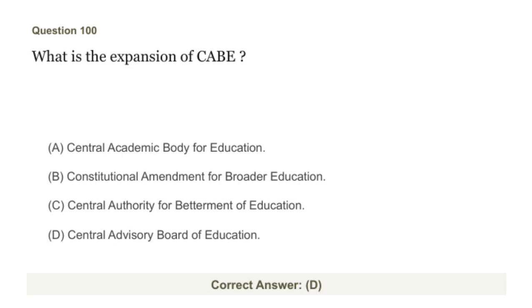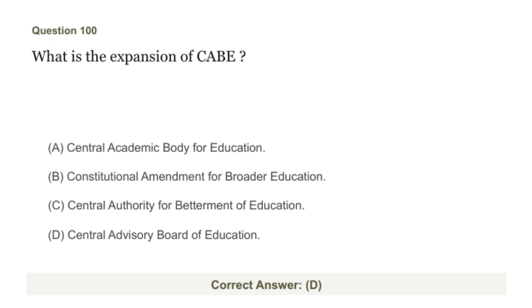Now, moving on to the final question, question 101, let's look at the options provided. The correct answer is option D, which stands for Central Advisory Board of Education. So, what does CABE stand for? It's the Central Advisory Board of Education. This body was set up to advise the government on educational policies and reforms. It's an important organization because it ensures that educational decisions are well informed and aligned with the broader national goals.